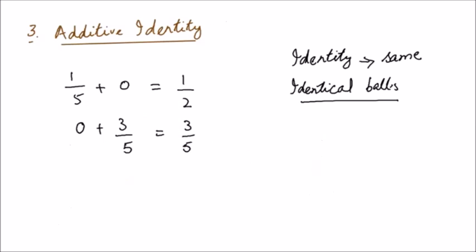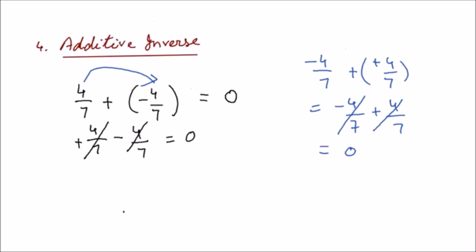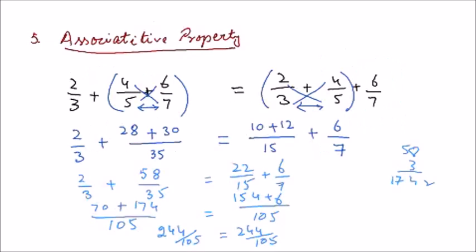Now, additive identity. When we add any number, we get the same rational number, but there is only 0, which when we add with this fraction or this rational number, we get an answer which is also a rational number. Now again, additive inverse. Inverse, you know the meaning of inverse. It means opposite. These two numbers are opposite or inverses. When we add, we get 0. This is additive inverse. And associative property of rational numbers is that when we add in groups, we get the same answer.